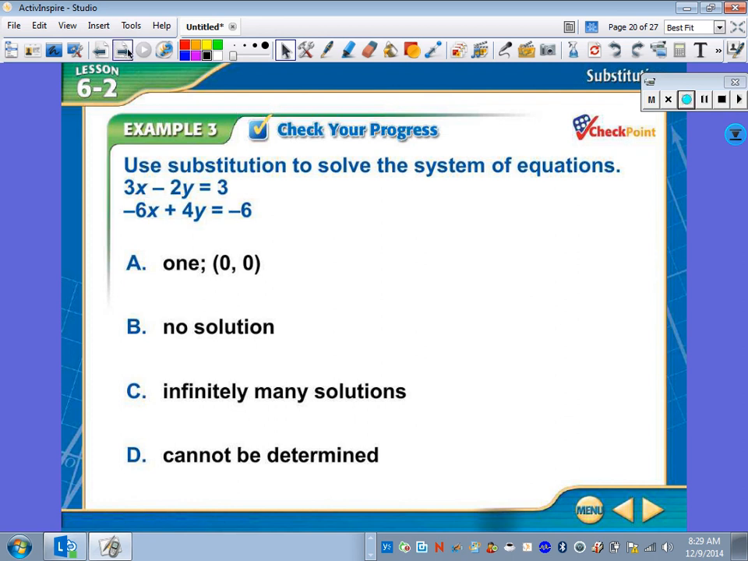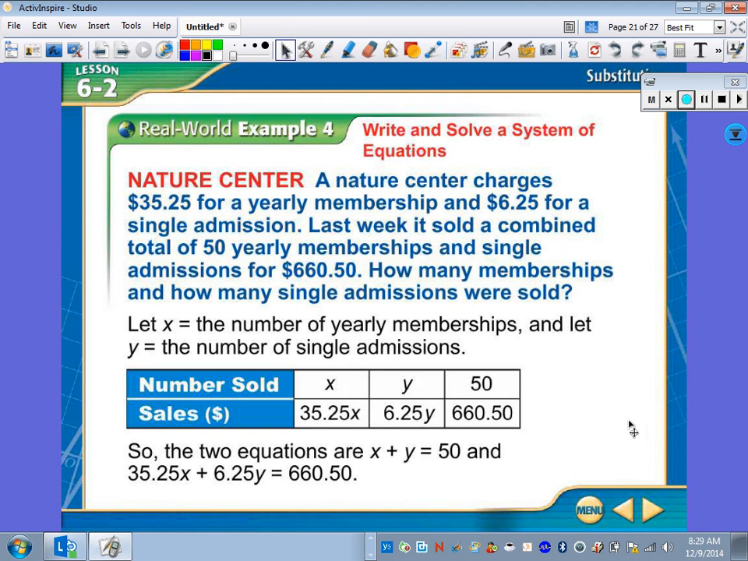Now, for the next one, this is where you're having to write your own equation. Now, I'm not going to have you do one of these, but I just want to walk you through this one. So we have a nature center charges $35.25 for a yearly membership and $6.25 for a single admission. Last week, it sold a combined total of 50 yearly memberships and single admissions for $660.50. So how many memberships and how many single admissions were sold?